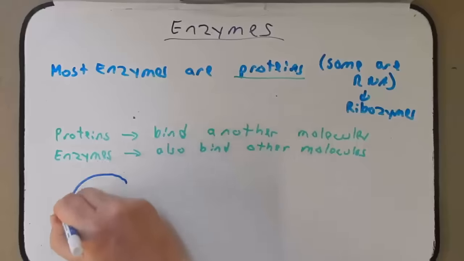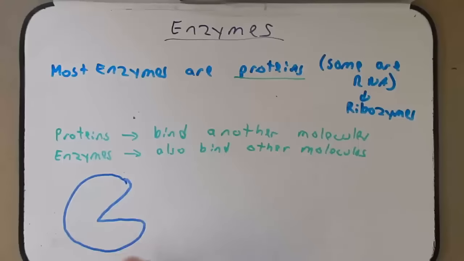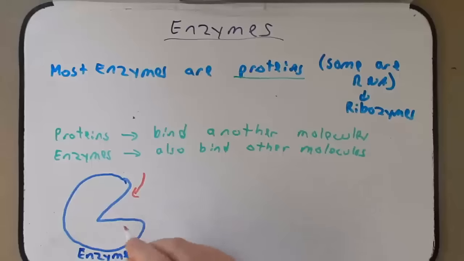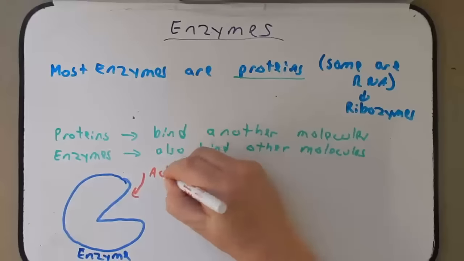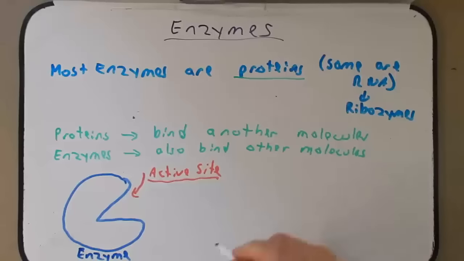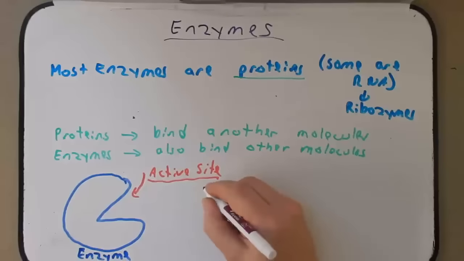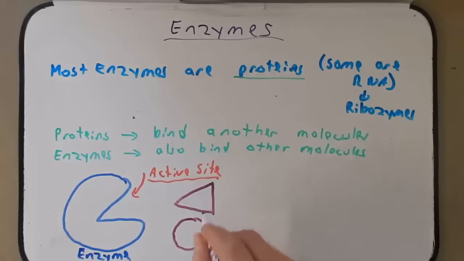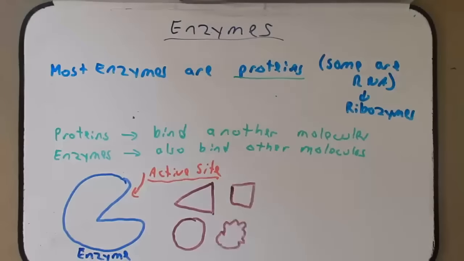So let's draw kind of a generic looking enzyme here, where this is our enzyme. And this here, inside here, this opening here, that is our active site. What binds into this active site is something called a substrate. Now there could be multiple substrates hanging around outside of this enzyme, and each enzyme is specific to one substrate.